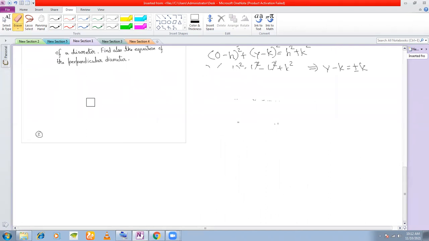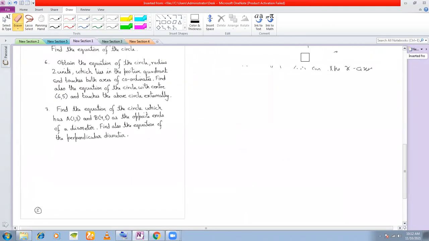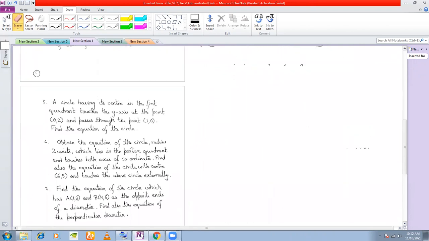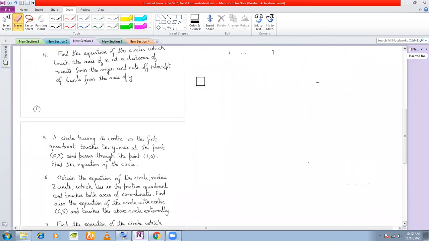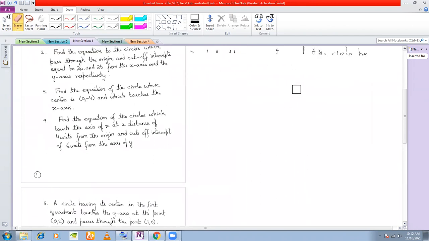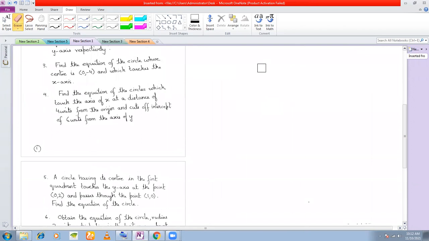We'll move on to the next problem, number 3. Question here is, find the equation of the circle whose center is 0, minus 4, and which touches the x-axis. Okay, touches the x-axis. Now, what does it mean?